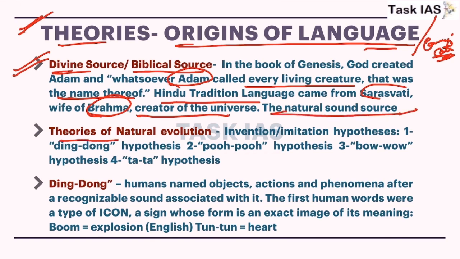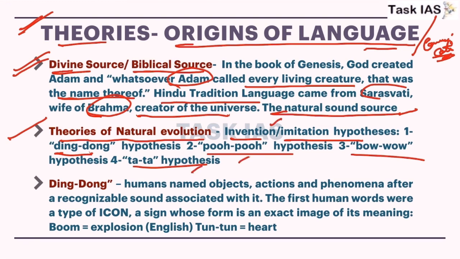Theories of natural evolution. According to them: invention, imitation hypothesis, ding dong hypothesis, pooh-pooh hypothesis, bow-wow and ta-ta hypothesis. They mention that language evolved because of imitation of the environment by human beings, and these are subtypes of this particular theory. Now we will discuss these subtypes. First is ding dong.